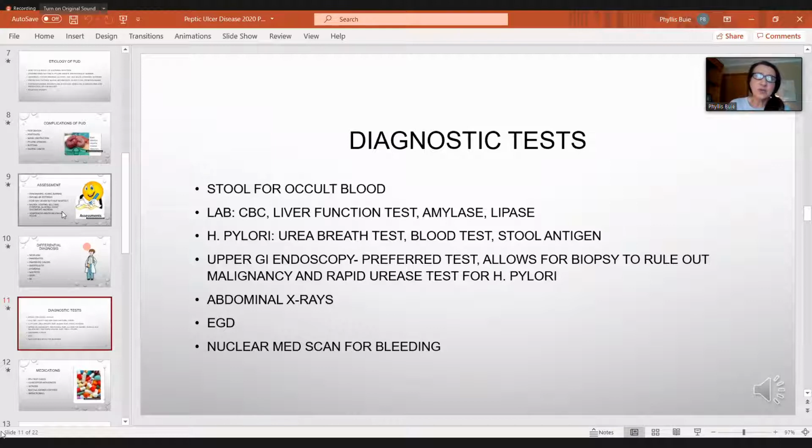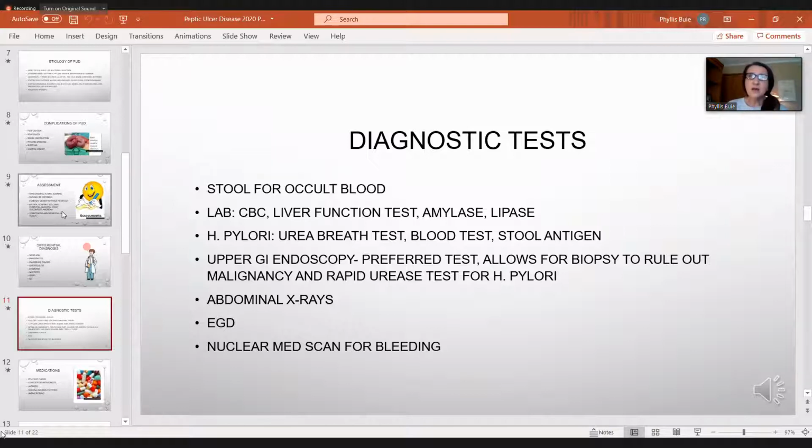Typically, the H. pylori is going to be diagnosed if they do an endoscopy. They can do biopsies, and then they will rule out the H. pylori. But there are some other tests that can be used to rule it out now, but they're not used very often. Typically, they still stick to the upper GI because that's the preferred test, since we can get the biopsies and rule out malignancies or the H. pylori.